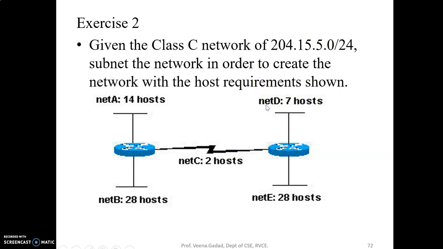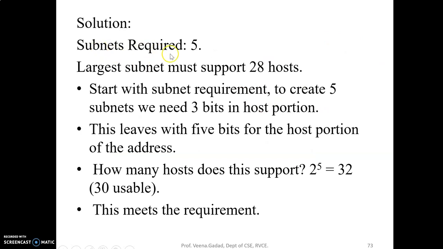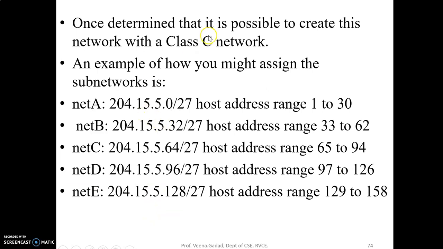We shall see how it is being solved. So total subnets required are 5. The largest subnet must support 28 hosts. So start with the subnet requirement. To create 5 subnets, we need 3 bits in the host part. So this leaves 5 bits in the host portion of the address. So how many hosts does it support? It supports 30 usable IP addresses. So this actually meets the requirement. So once determined, it is possible to create a network with the class C network. So this is how we create the subnetworks.